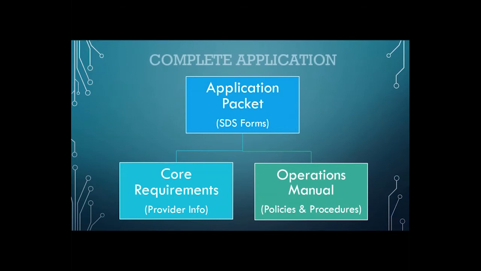What makes up your application? Your application packet will include SDS forms and then will be broken into two separate sections: core requirements, which include your provider information, and your operations manual, which will include the policies and procedures that demonstrate how your business will operate.